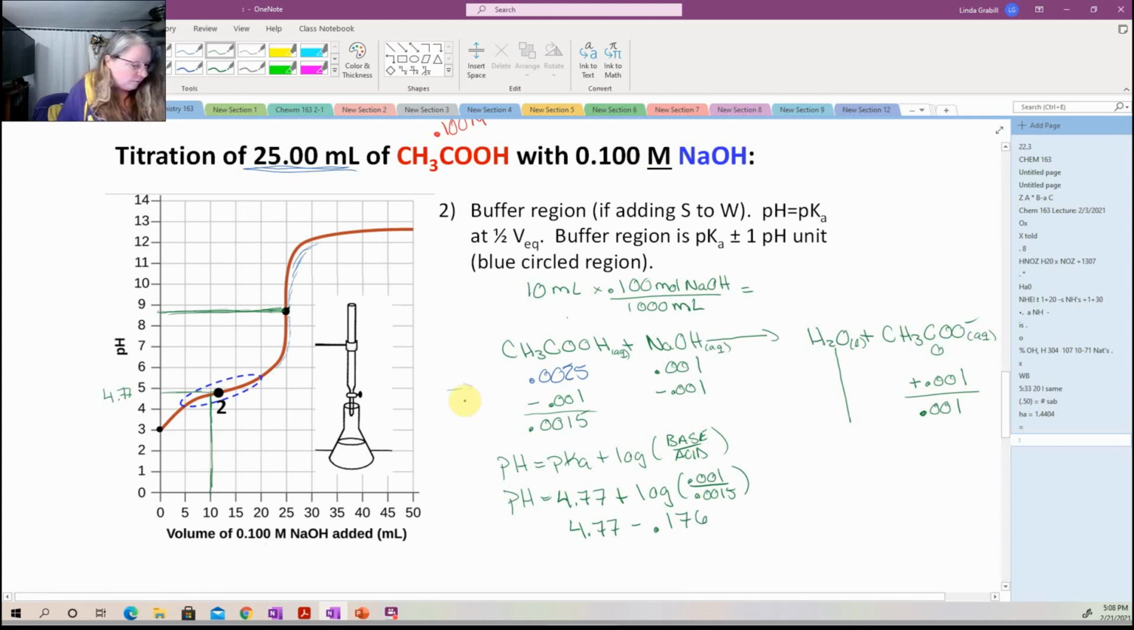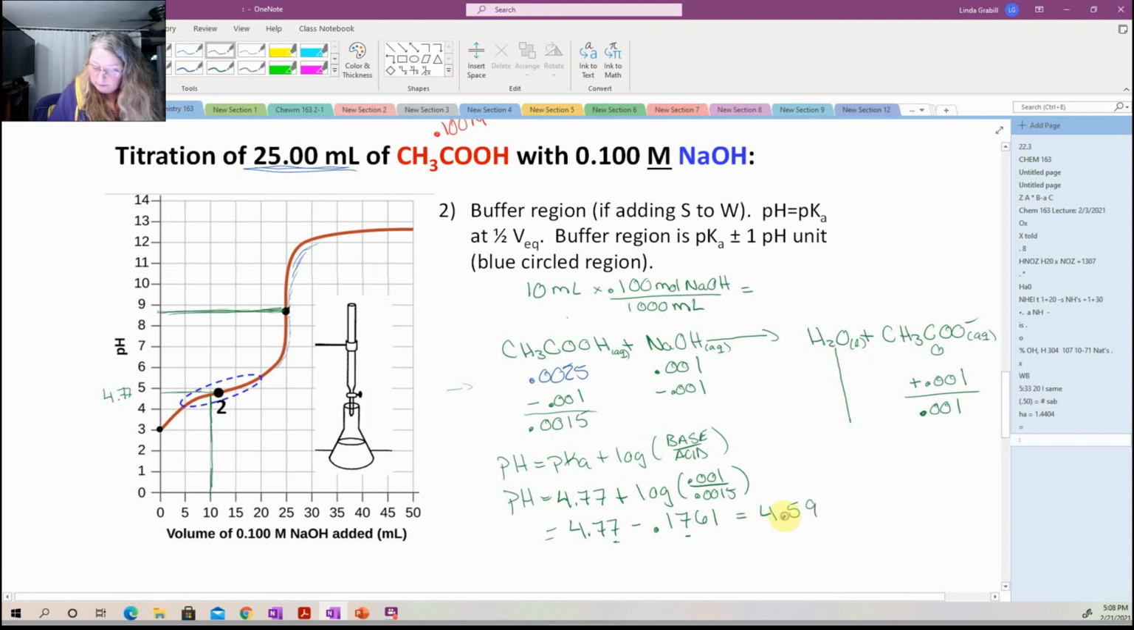So then I would have 3 after the decimal, so I'd want to make sure that I held on to that. But my 4.77, that's a value I've been given. That's 2 after the decimal, so I'd be truncating to 2 after the decimal here. So my pH is going to have 2 after the decimal. 4.77 minus, oops, plus 4.59.